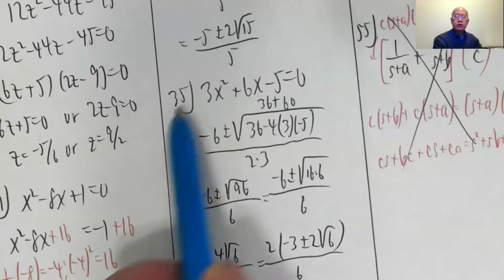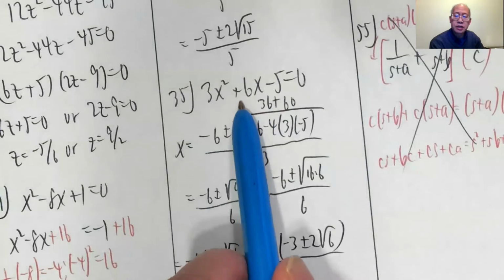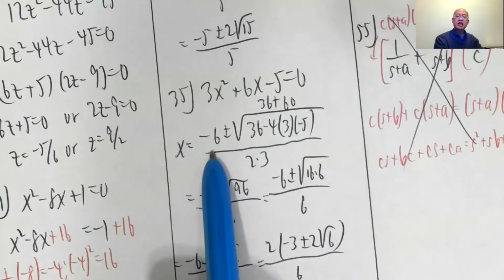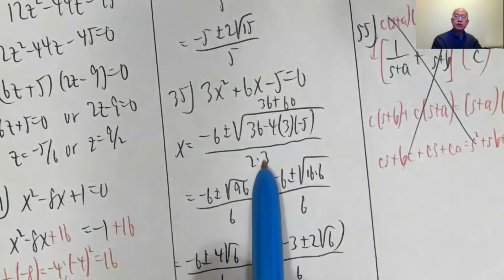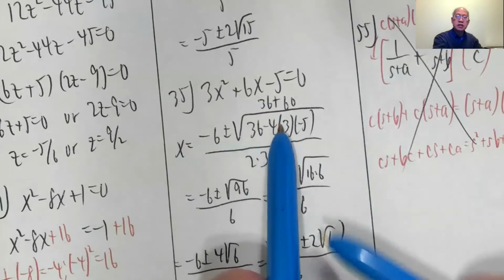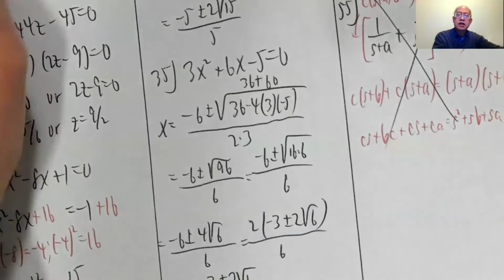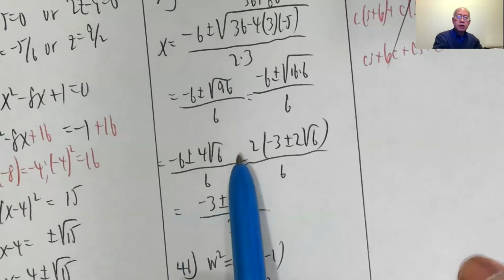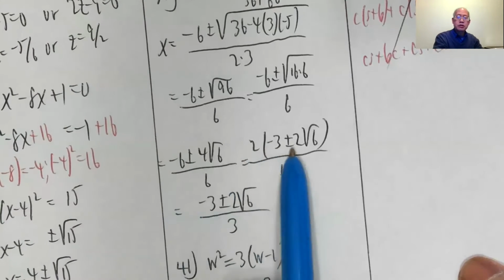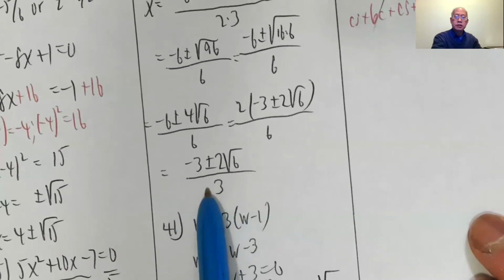35, they want us to use the quadratic formula. 3x squared plus 6x minus 5 equals 0. So a is 3, b is 6, c is negative 5. x is negative b plus or minus the square root of b squared minus 4ac, all over 2a. You can put that in a formula sheet if you wish. This comes out to be 36 plus 60, which is 96. 2 times 3 is 6. 96 is 16 times 6. 16 comes outside and changes to a 4. Factor out a 2 from the numerator. So 2 times (negative 3 plus or minus 2 radical 6) over 6. Cancel the 2 with the 6. Negative 3 plus or minus 2 radical 6, over 3.